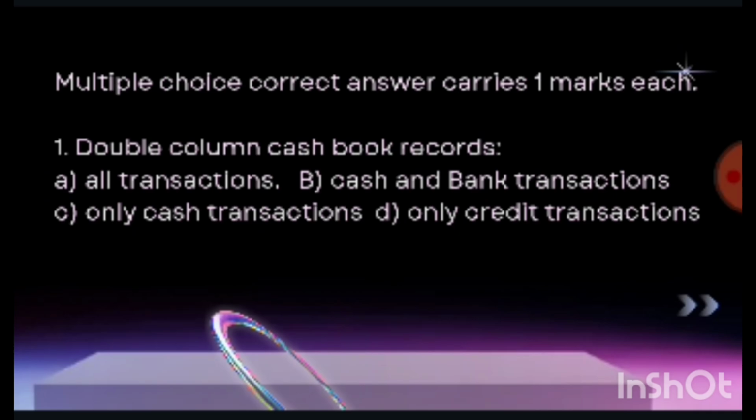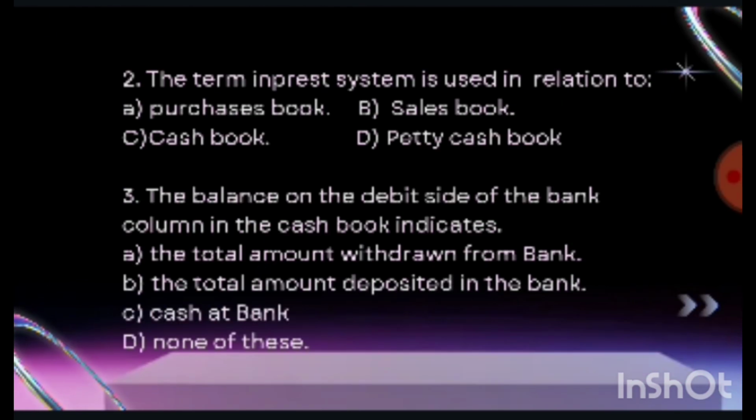Multiple choice questions carry 1 mark. Double column cash book records: all transactions, cash and bank transactions, only cash transactions, only credit transactions. So the answer is cash and bank transactions. Second question. The term imprest system is used in relation to purchases book, sales book, cash book, petty cash book. So the answer is petty cash book. Imprest system is related to petty cash book.